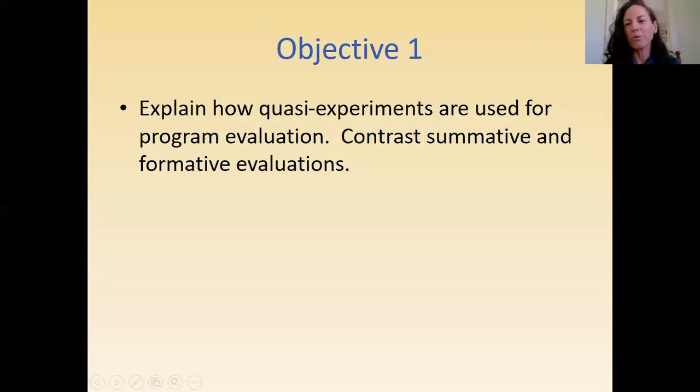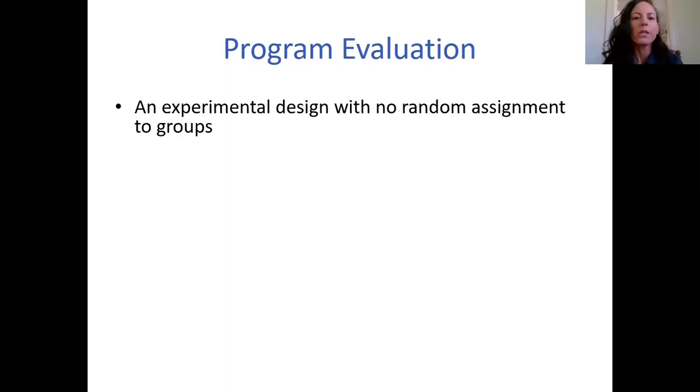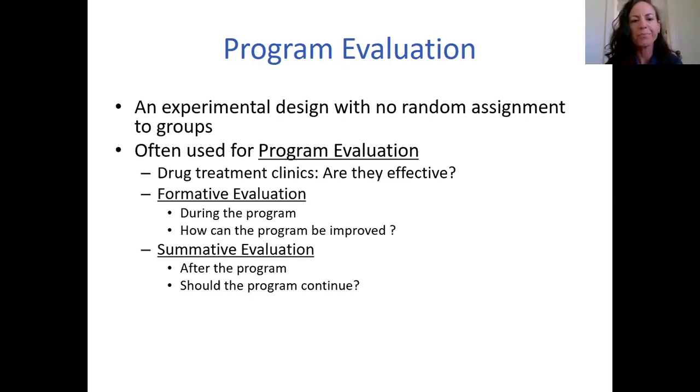First off, what is program evaluation? Well, it's just what it says it is. It's evaluating a program to see whether the program is effective or not. So say you have a program for tutoring students. You want to see if it's effective, and this is what you do, a program evaluation. What you do in a program evaluation is kind of like an experimental design, but it's quasi-experiment because you don't have any random assignment to groups. That's the big difference, no random assignment.